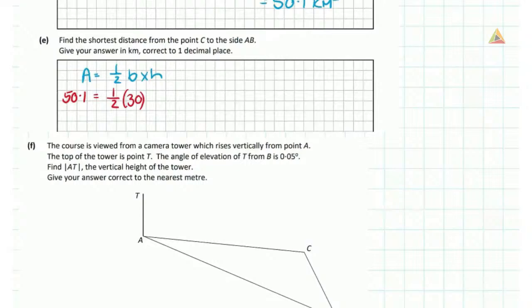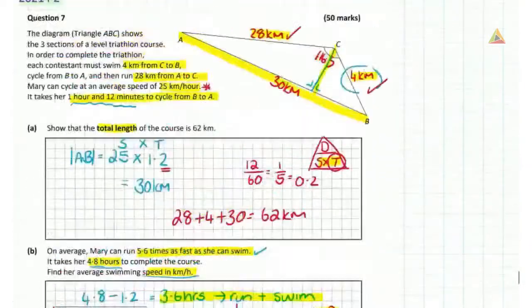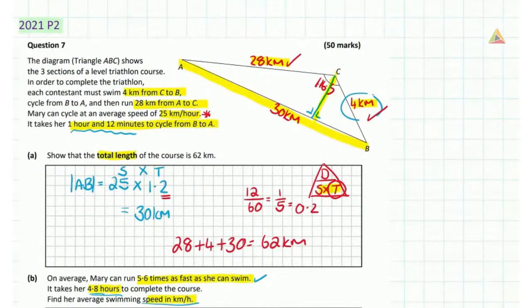And I'm just going to call the height X for now. That's what we're looking for. So that should be fairly straightforward. That's going to give me 50.1 is equal to 15 times X. And that should tell us, when we divide both sides by 15, that X is 3.3 and our units are kilometres in this case.